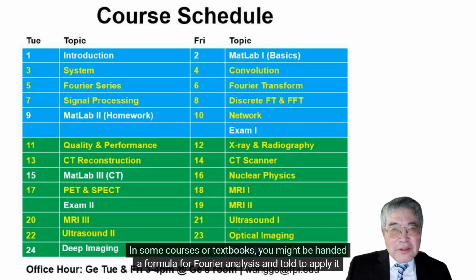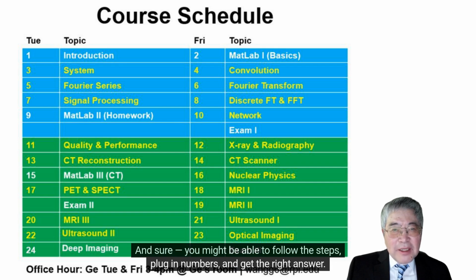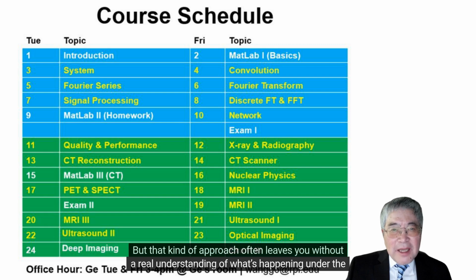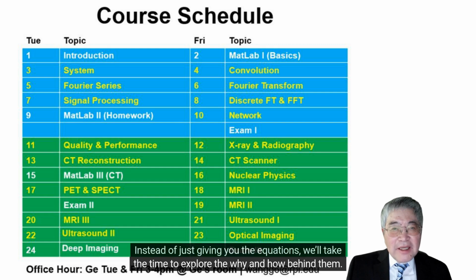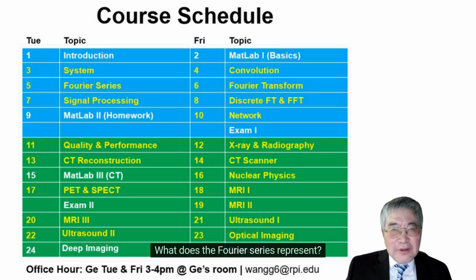In some courses or textbooks, you might be handed a formula for Fourier analysis and told to apply it mechanically. And sure, you might be able to follow the steps, plug in numbers, and get the right answer. But that kind of approach often leaves you without a real understanding of what's happening under the hood. Here we're going to do things differently. Instead of just giving you the equations, we'll take the time to explore the why and how behind them. What does the Fourier series represent? Why does it work? And how does it help us understand complex signals?